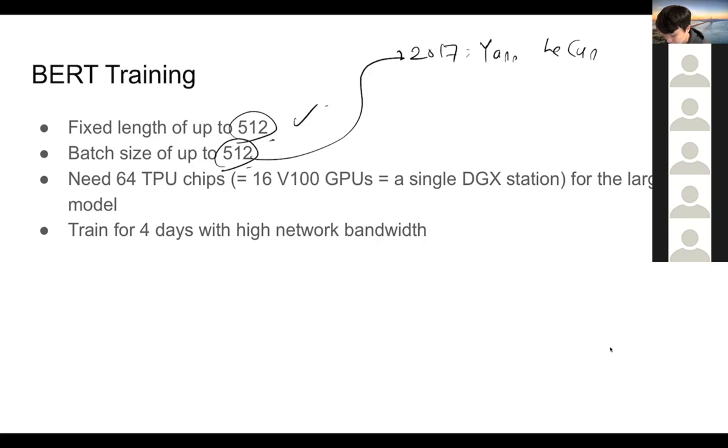And it needed 64 TPU chips, which is equivalent to something like 16 V100 GPUs. Actually I was wrong here. It's not a station. A DGX station is actually only 4 GPUs, I think. These days, V100 is cheaper. I think it's about something like $150,000. And it was trained for 4 days.